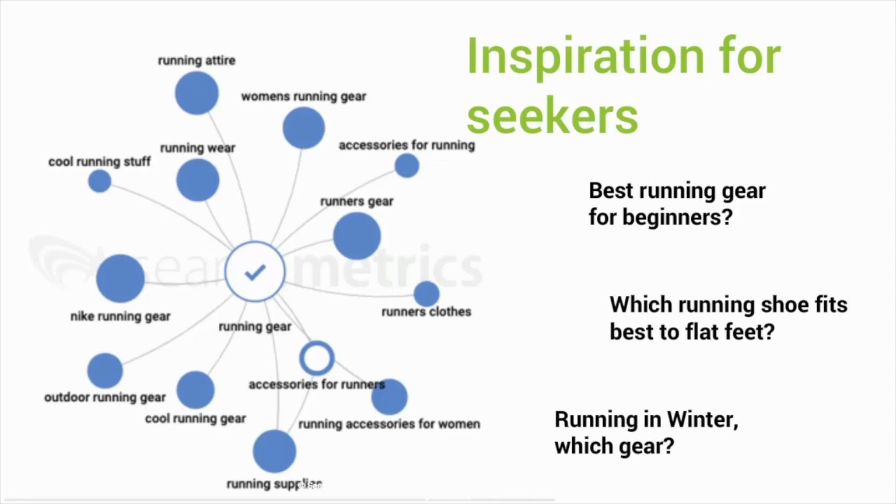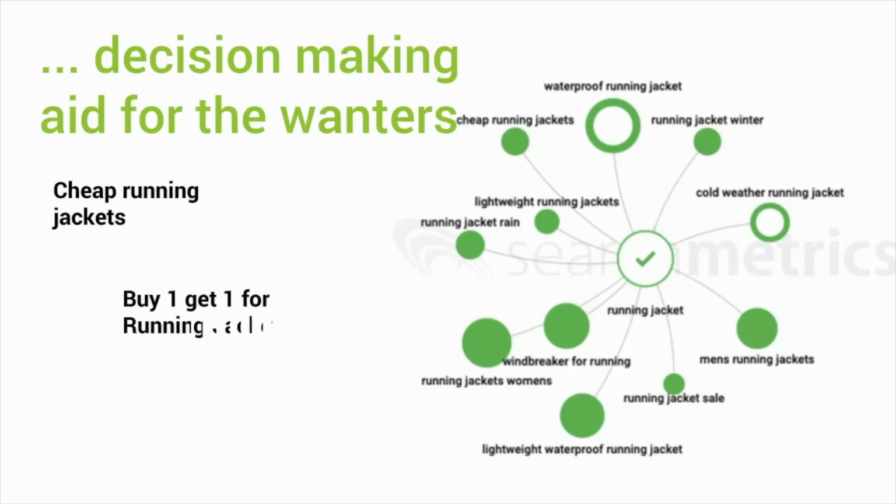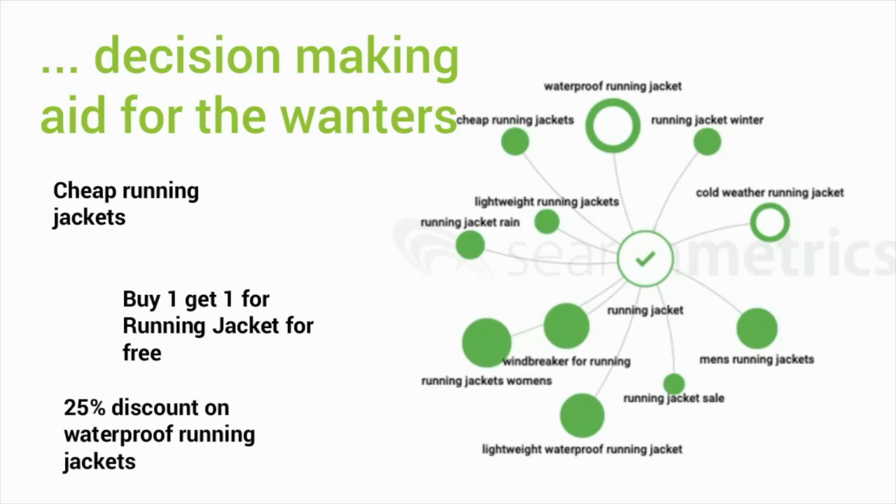On the other hand, it's the same topic, right? We are still in the running bucket. But if you look at running jackets, it's a rather transactional-driven topic. People actually want to make a decision, and you need to support them and give them an aid for the wanters, so to speak. So here you should come up with landing page copy which says cheap running jackets, or buy one get one running jacket free, or 25% discount on waterproof running jackets. You see it's the same topic, but you have different angles. You try to satisfy the user intent here.